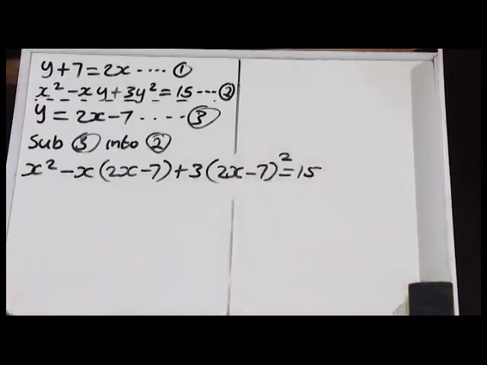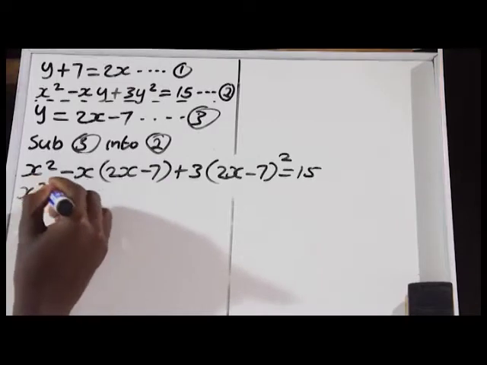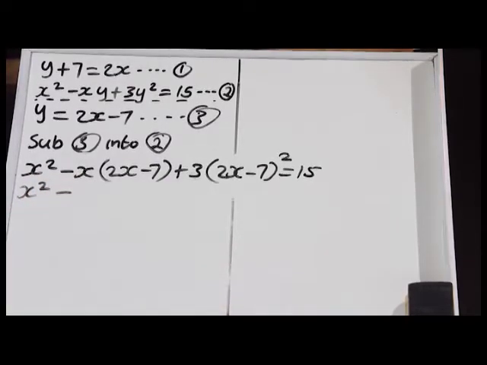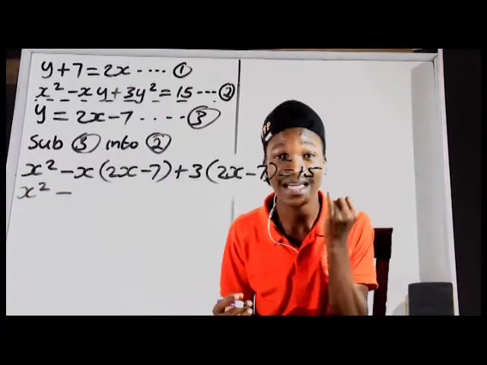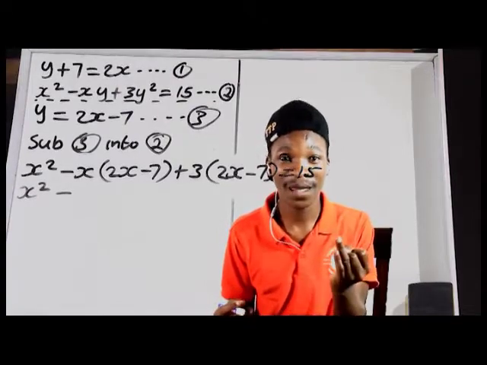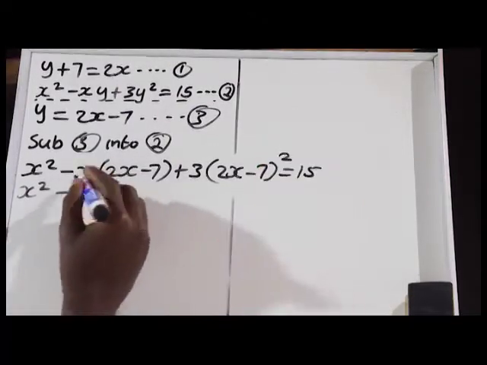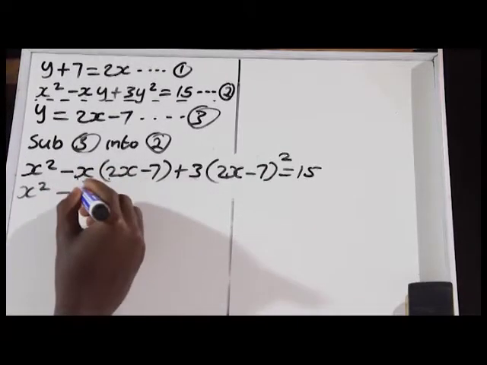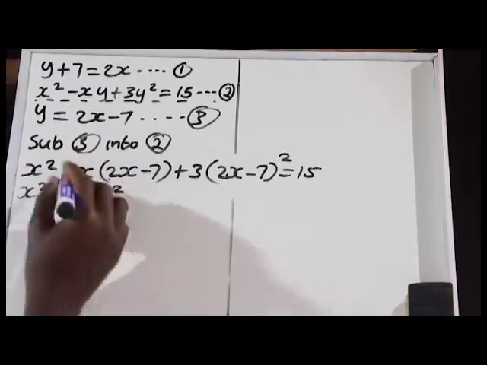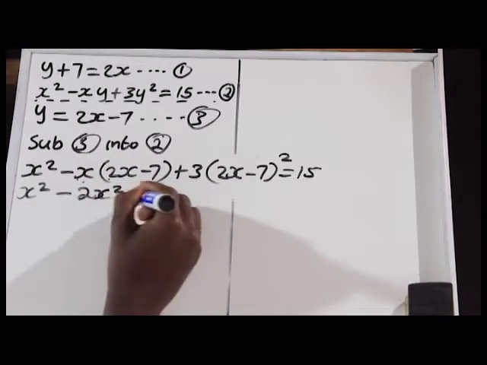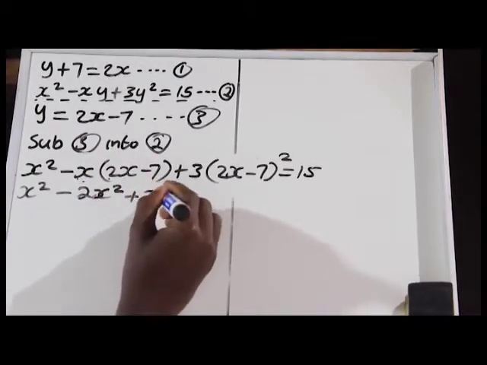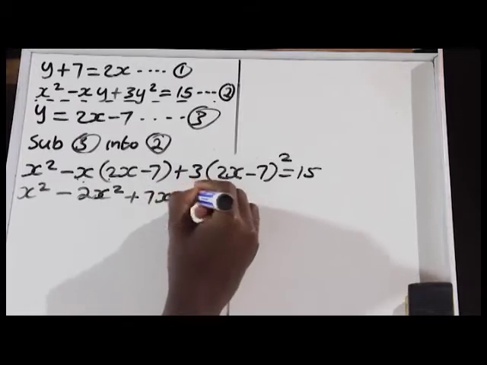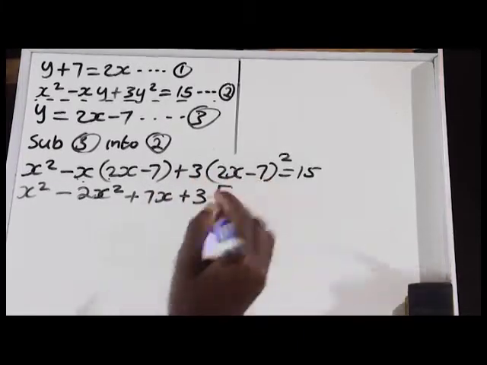We have x squared here. Now we have x squared minus, and we remove brackets. You either use the distributive property or FOIL. Now we multiply x with its sign. Negative x times 2x is negative 2x squared. Negative x times negative 7 is positive 7x. Plus we have 3 into brackets.